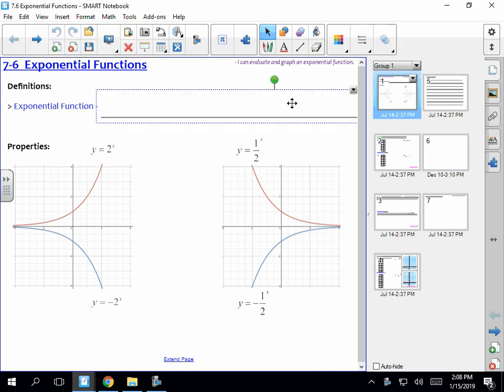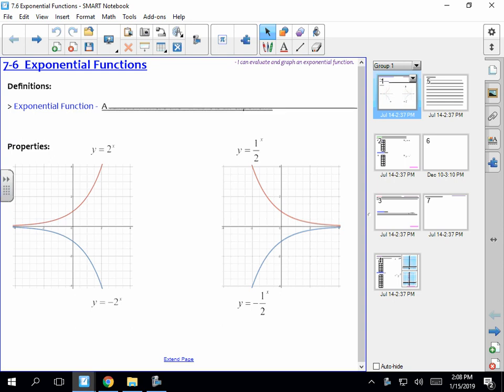So here's what an exponential function is. We're looking at just 7-6 exponential functions. This lesson will be kind of like what we did with those absolute value functions. We're going to discover what they look like in general and where we might use them.